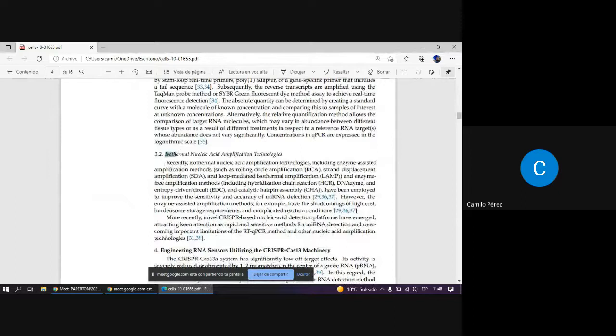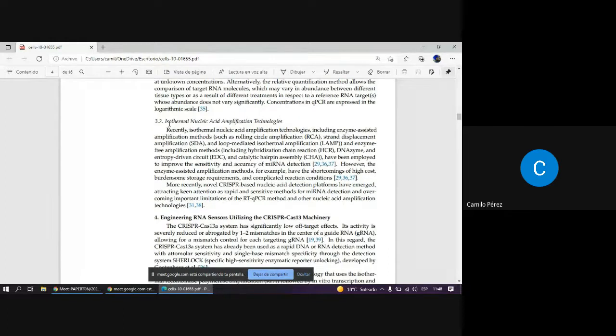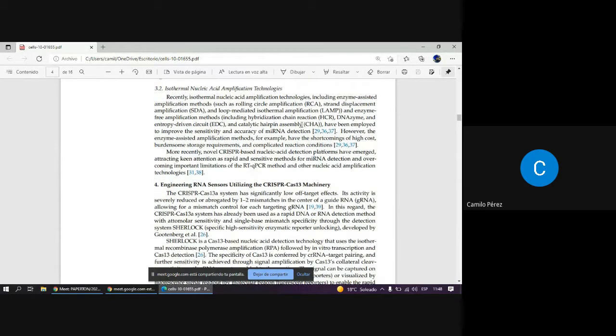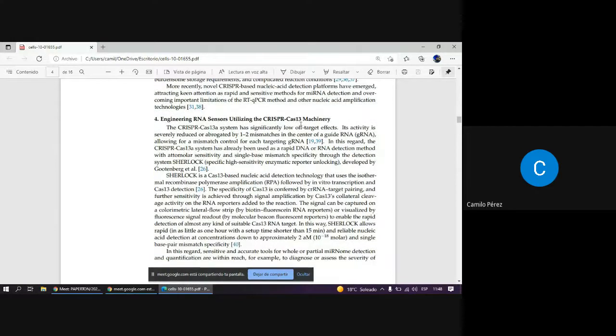The other option is isothermal nucleic acid amplification. This technique is more common and is used in microfluidic devices because it does not need a thermocycler or high temperatures, and the stability of the enzyme is different. Okay, that's it.